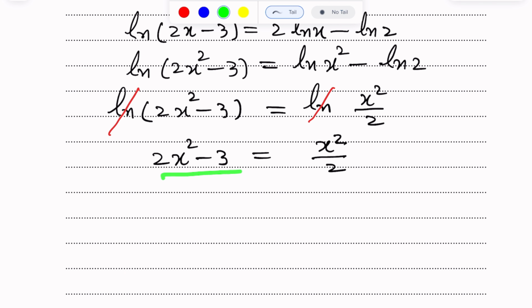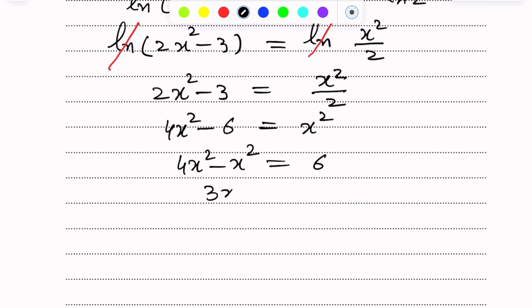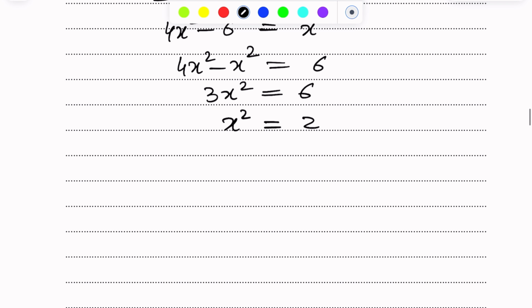Cross multiplying, we get 4x² − 6 = x². Rearranging it, 4x² − x² = 6. 3x² = 6. x² = 2. And taking square root on each side, we get two values of x. x = ±√2.